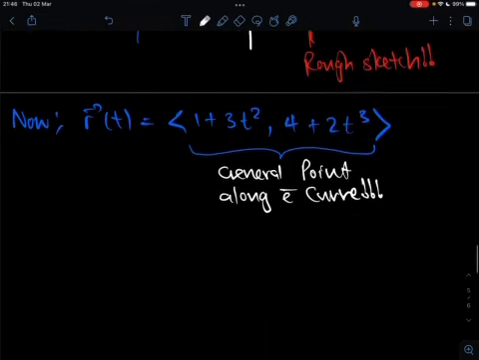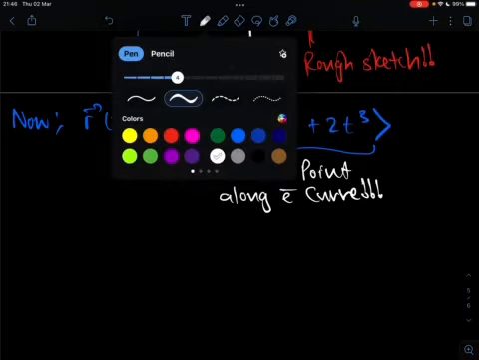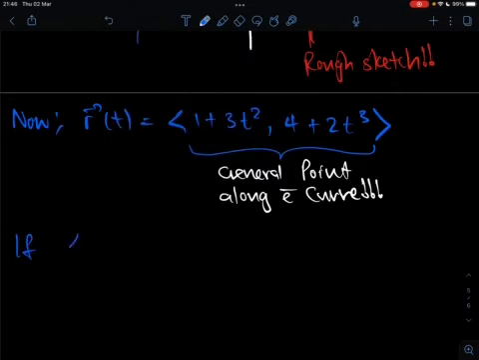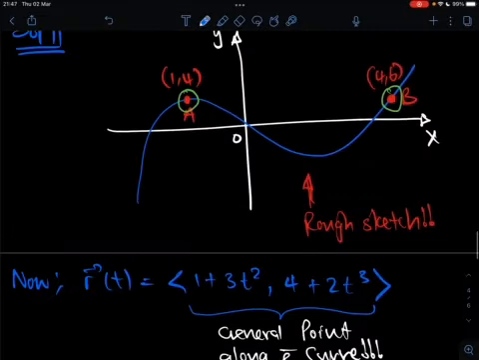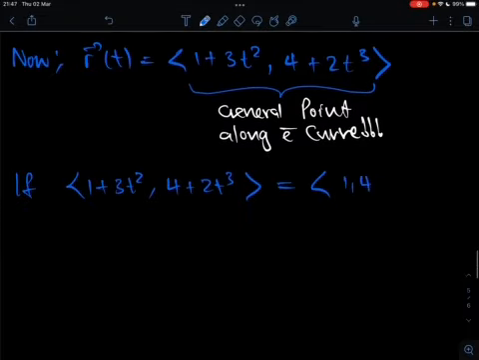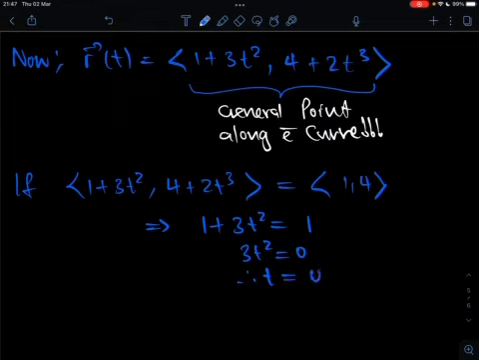So to do that, this is how we do it. You see, so we come and say if 1 plus 3t squared, 4 plus 2t cubed is equal to the other point, let's say for now 1, 4, what happens? You see, so if this is equal to 1, 4, we agree that 1 plus 3t squared is equal to 1. So we see that 3t squared is equal to 0. So therefore we see that this point corresponds to a parameter value of 0.